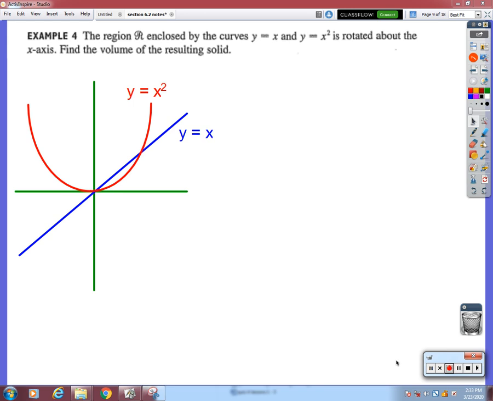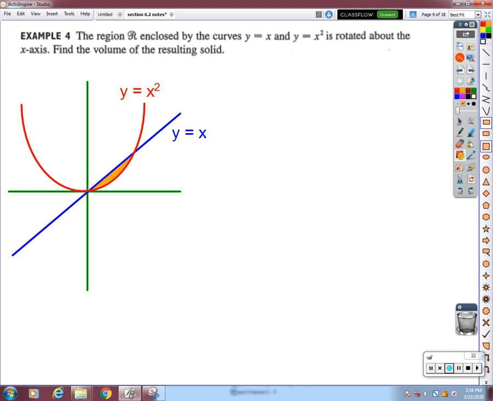So this says find the area of the region enclosed by the curves y equals x and y equals x squared as it's rotated around the x-axis. So here's our setup. We're taking this little tiny in-between piece right here, and we are going to spin that around the x-axis. And so I don't know what kind of visual you get from that.